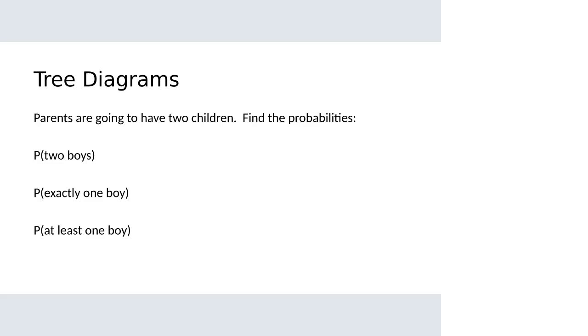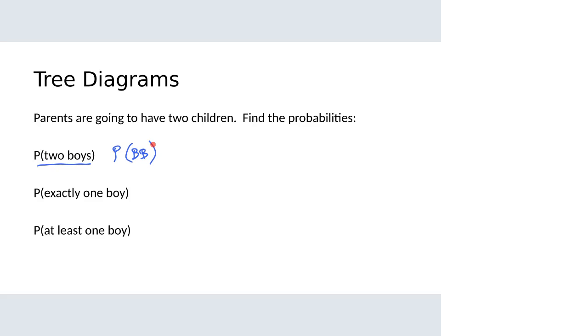One thing I want to point out, the probability of 2 boys would be the probability of boy followed by boy. That's a single specific outcome. We wouldn't necessarily need a tree diagram to answer that question. We could do that one without the tree. Since we have the tree, let's go ahead and look at it anyway.